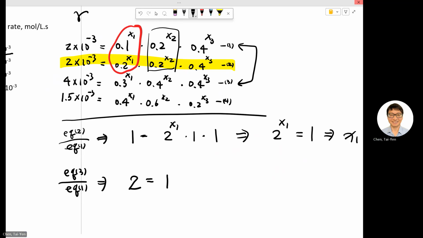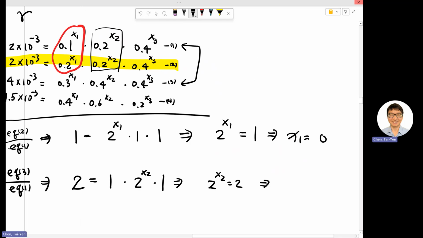Okay, good. And then the second term, 0.4 divided by 0.2, that's actually 2, right? To the x2 power. That's the thing that you want to find out, right? The third term, 0.4 to the x3 divided by 0.4 to the x3, it is 1. Okay. So to summarize this, it is 2 to the x2 power equals 2. Therefore, your x2 is going to equal 1. All right?